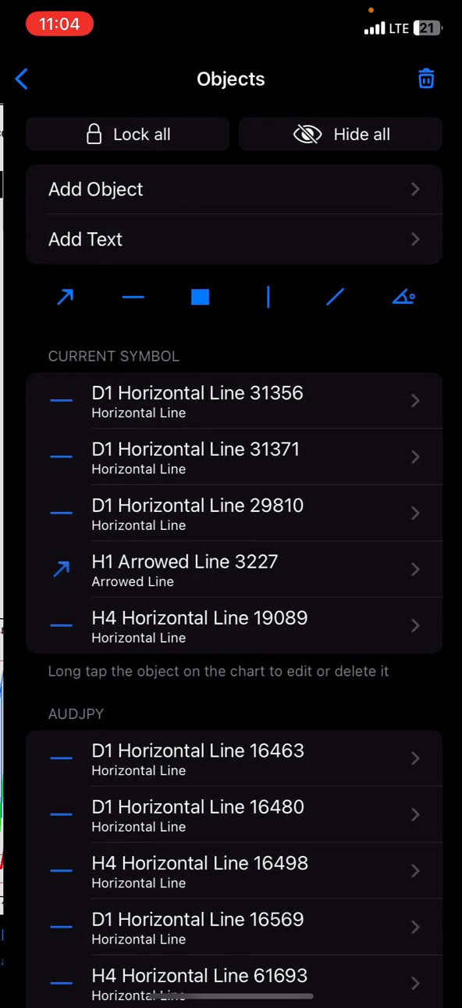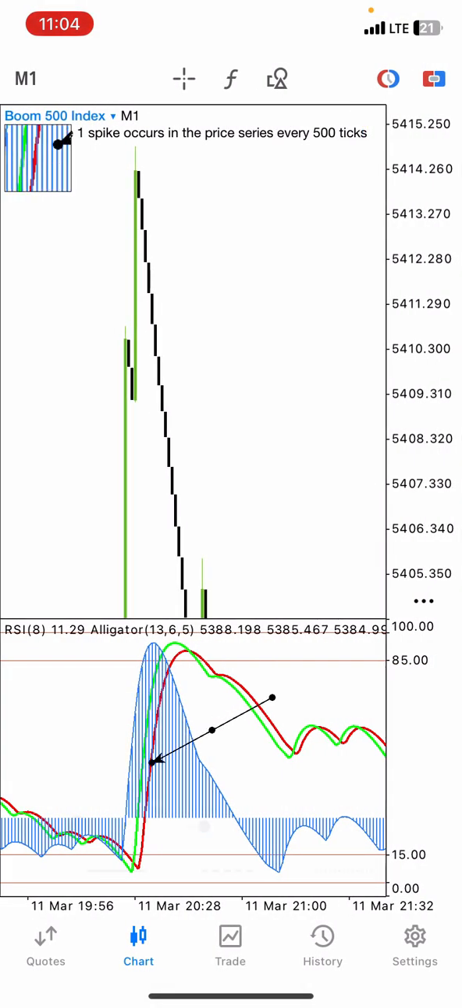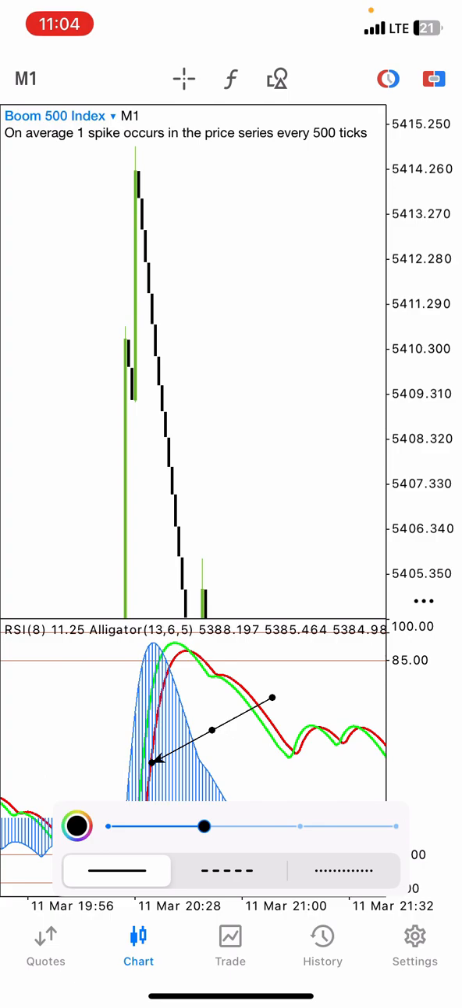Now, first of all, before the settings, I would like to show you guys what you need to look out for before taking this trade.